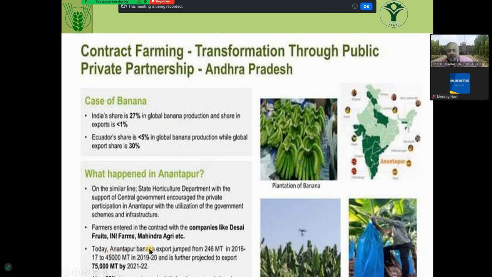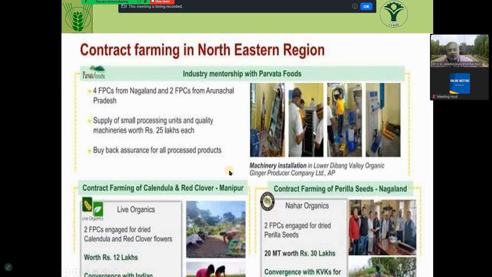And then there are so many contract companies like Desai Fruits, INA Farms, Mahindra. They are also into this clean plant production, contract farming. Everywhere the plant protection and then the clean plant production is of utmost importance. So now similarly we have also engaged the farmer producer organizations to produce our seeds. There is also something called organic seeds. Okay, there are some perilla seeds.